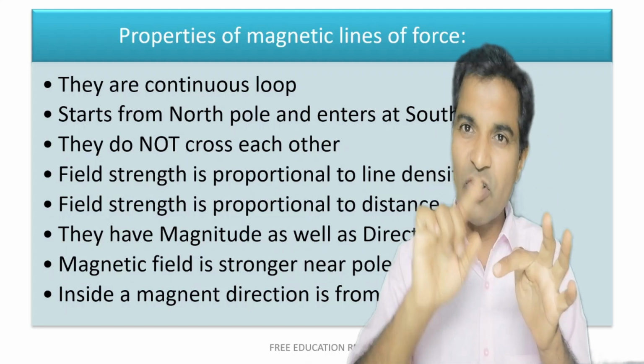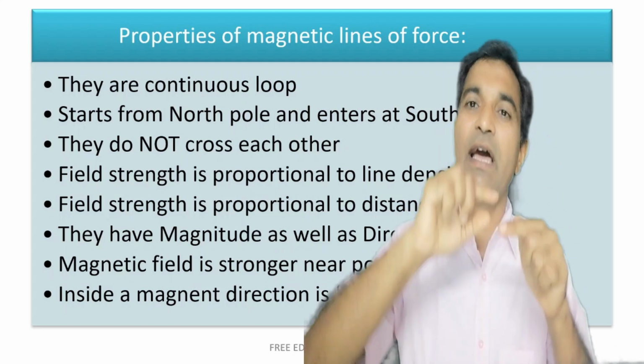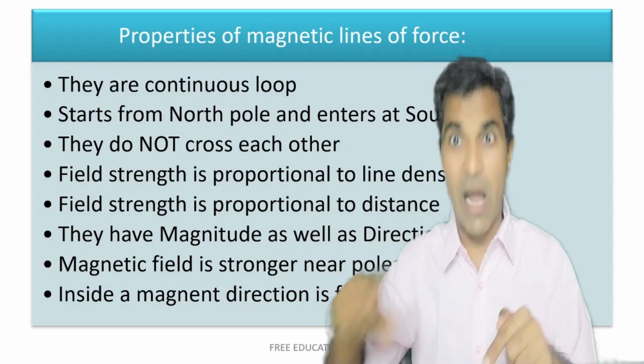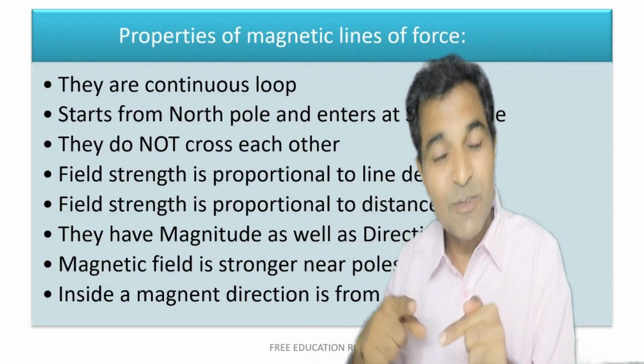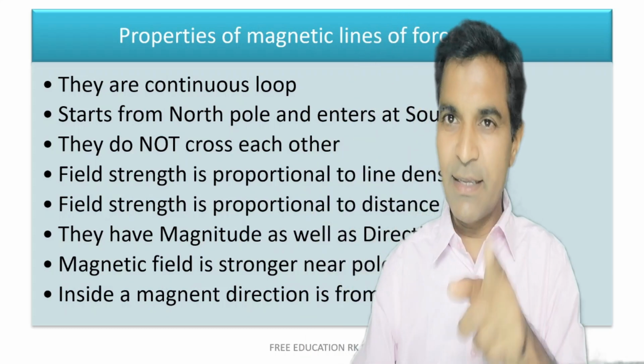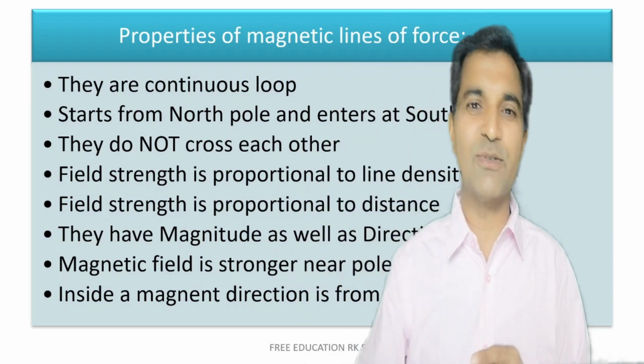So the direction of magnetic lines of force inside the magnet is from south to north. Repeat: the direction of magnetic lines of force is from north to south outside the magnet, but inside the magnet it is from south to north. This concept should be very clear to my students.